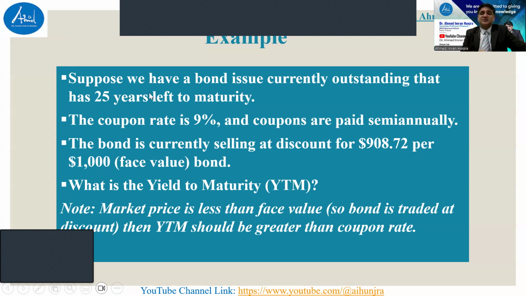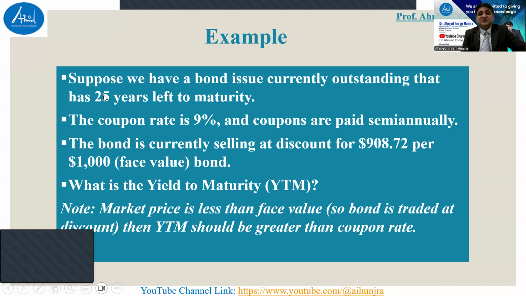Once the frequency of payment is less than annual, the time is multiplied by the frequency and the rate is divided by the frequency. The coupon rate is divided by 2 if it's semi-annual; if it's quarterly, divided by 4 and 25 multiplied by 4. Here it's semi-annual, twice in a year, so the rate will be 4.5 and the number of periods in 25 years will be 50.